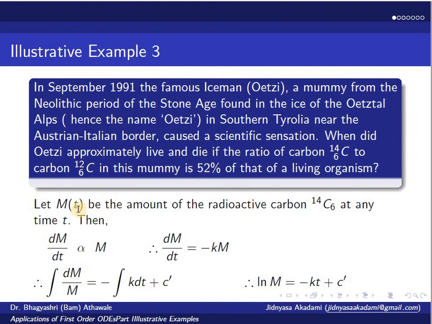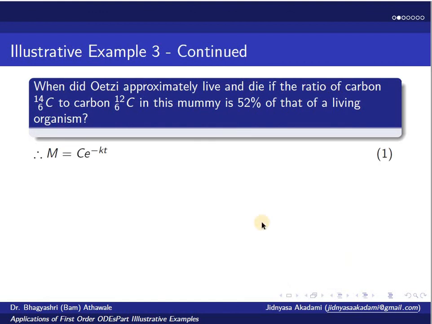Now, let M(t) be the amount of radioactive carbon at any time t. Writing the differential equation and its solution, we get M is equal to C e raised to minus KT. Now we want to put the values. Since it is radioactive carbon, we know its half-life period, it is 5715. That means when T is equal to 0, initially it is M0, at 5715 it is M0 by 2. So using this information, we can find the values of C and K.